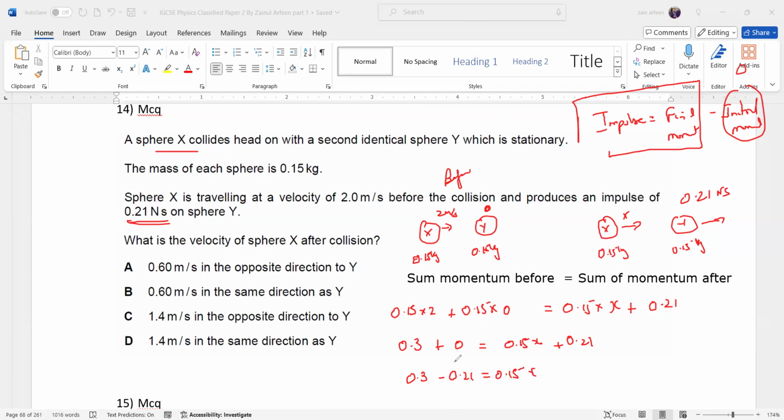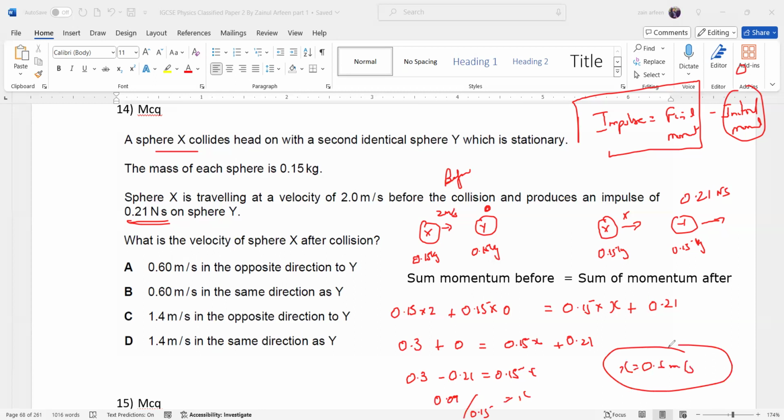Now, when we simplify this, what's 0.3 minus 0.21? It is 0.09. Yeah, so this will be 0.09. And 0.09 divided by 0.15 is 0.6. And so the value of X, we get 0.6.